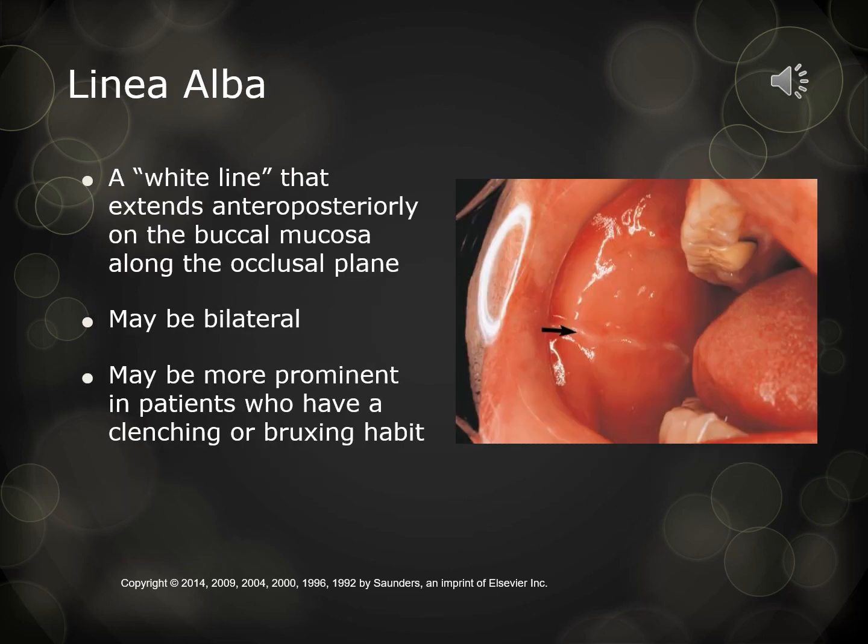Linea alba, or white line, extends from the posterior of the buccal mucosa along the occlusal plane to the anterior. It may be bilateral. It may be more predominant in patients who have a clenching or bruxing habit.